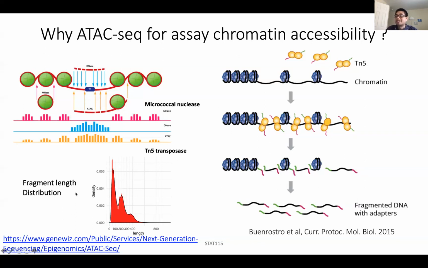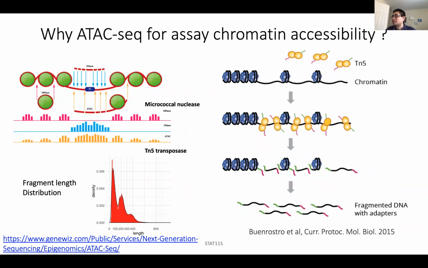And after you get the data, you can also do this computationally because you get that R1 read and R2 read, and then you know the length of that fragment, right? So you can make this histogram computationally, and you will see a similar pattern, this periodicity pattern. So there are so many methods for assaying chromatin accessibility.